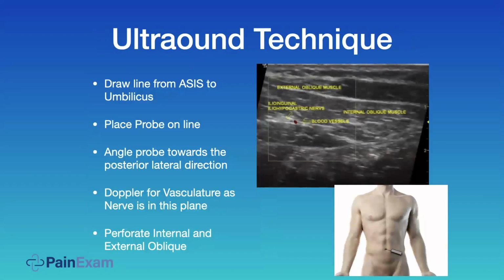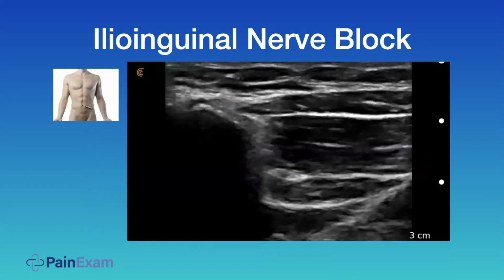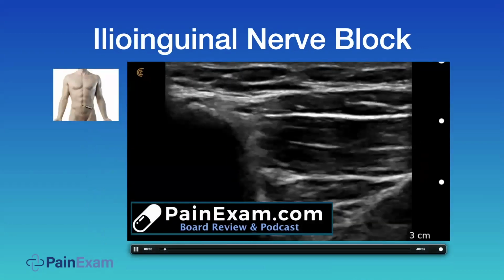Here's an image of the nerves next to the blood vessel. You have the external oblique, internal oblique, and the transversalis below it. It's almost like a TAP block, but you're going in the line between the umbilicus and the anterior superior iliac spine. The Doppler will help you identify the blood vessels in this plane, and you will go through the internal and external oblique muscles to get to this plane. So here's a little video.